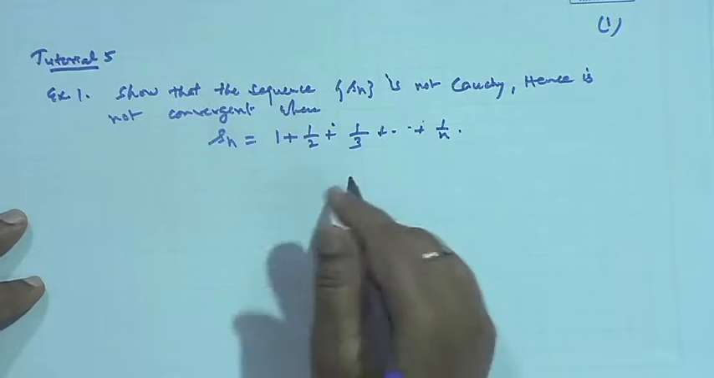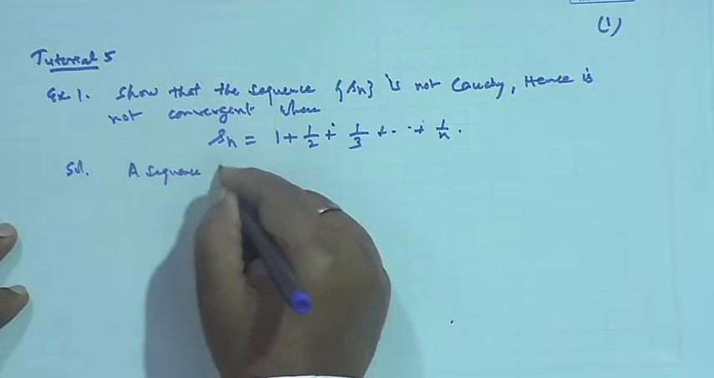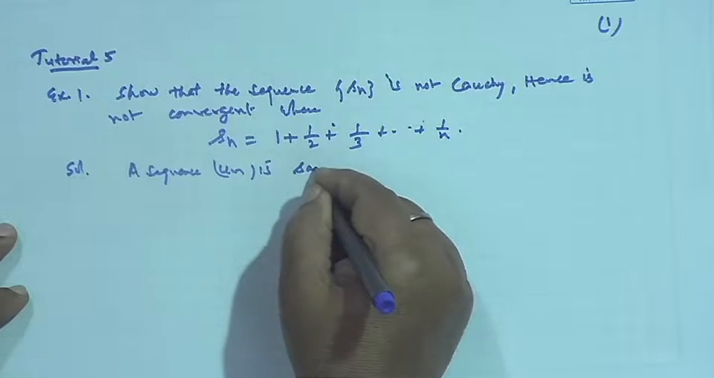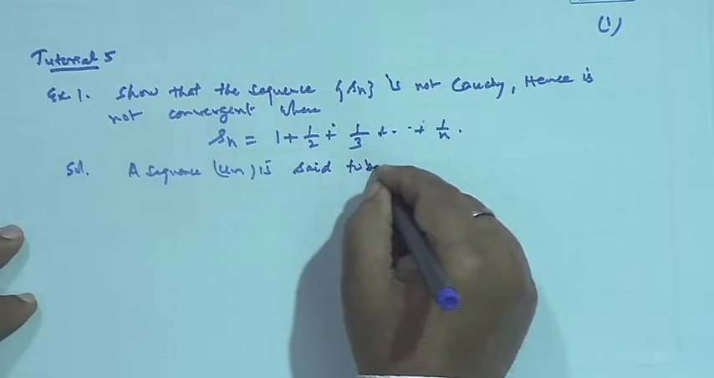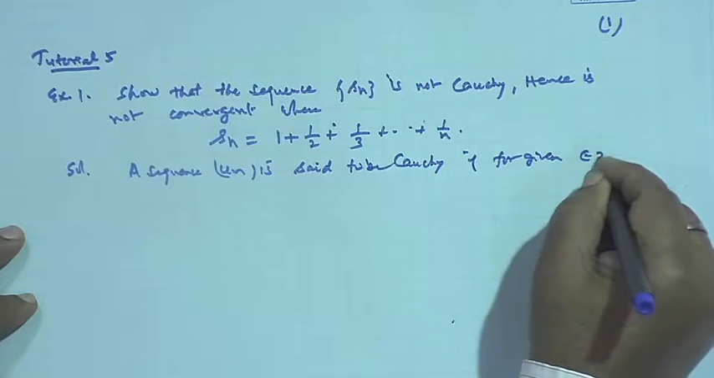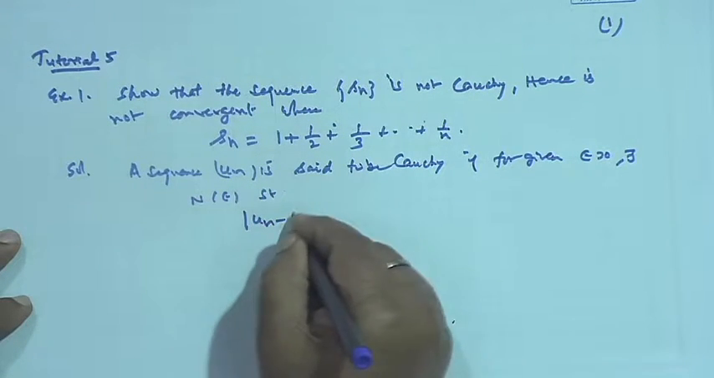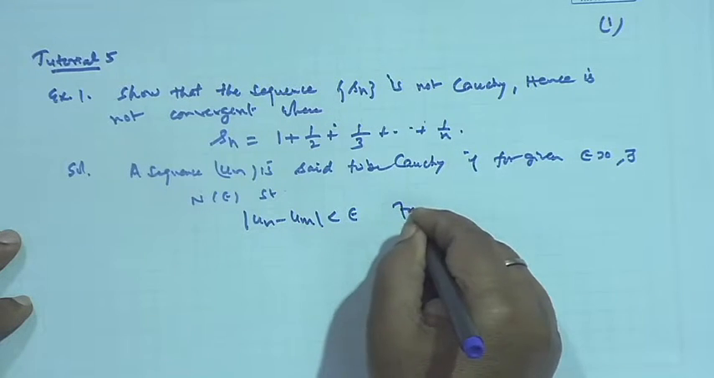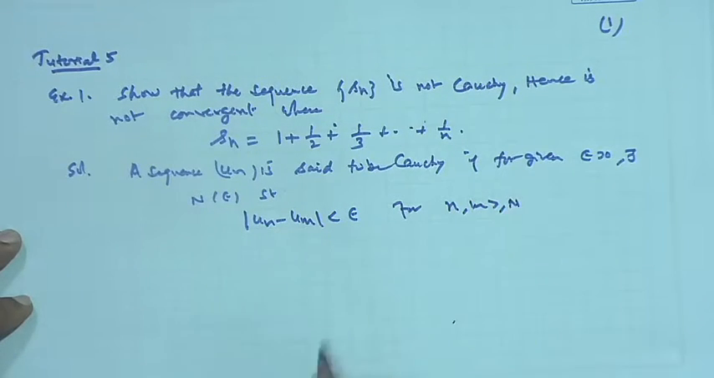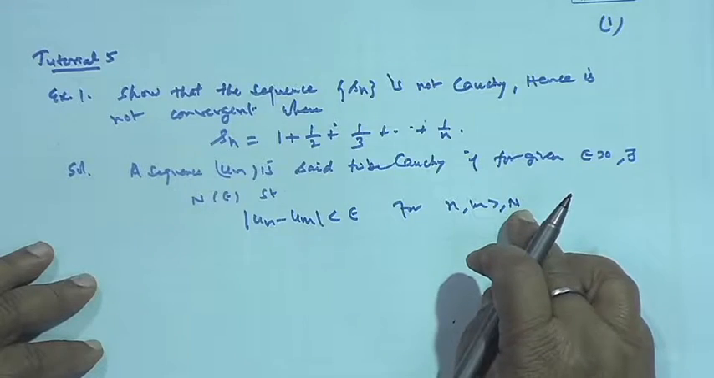A sequence un of real numbers is said to be Cauchy if for a given epsilon greater than 0 there exists a capital N depending on epsilon such that mod of un minus um is less than epsilon for all n, m greater than or equal to capital N. So, if it is not Cauchy, it means we cannot get the difference of any two terms of the sequence after a stage N to be less than epsilon.